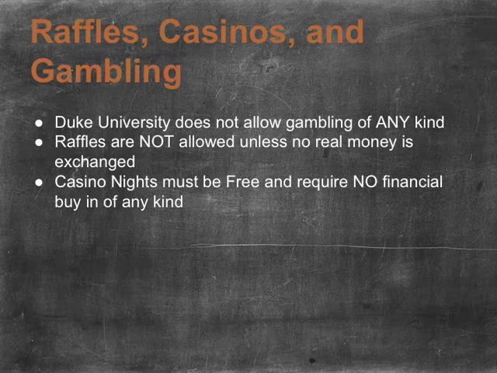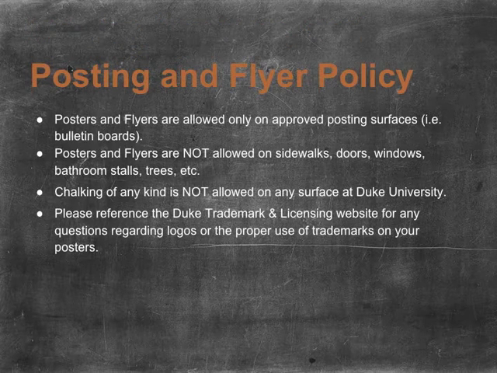Because of North Carolina state law, Duke does not allow gambling of any kind. Raffles are not allowed unless no real money is exchanged. Casino nights must be free and require no financial buy-in of any kind. Posters and flyers can only be placed on approved posting surfaces, such as bulletin boards. Flyers are not allowed on bathroom stalls, sidewalks, doors, windows, benches, trees, etc. Chalking is also not allowed on any surface at Duke.